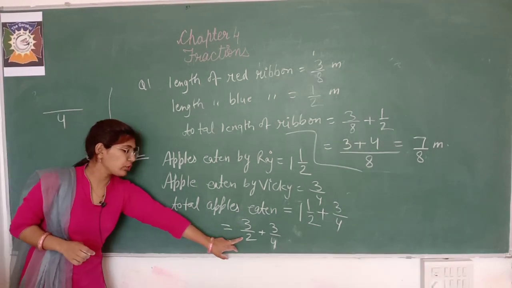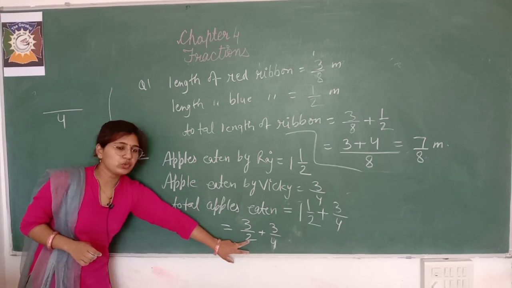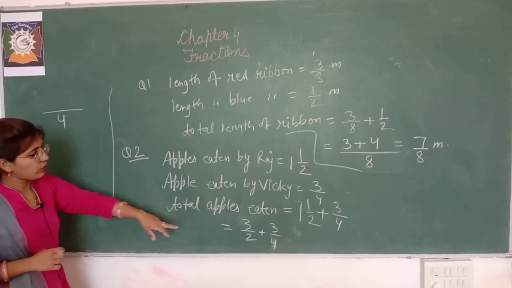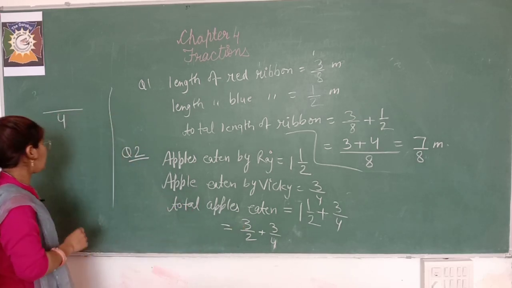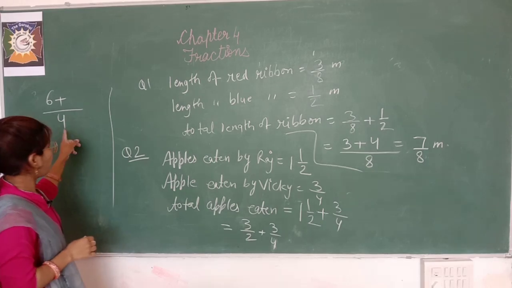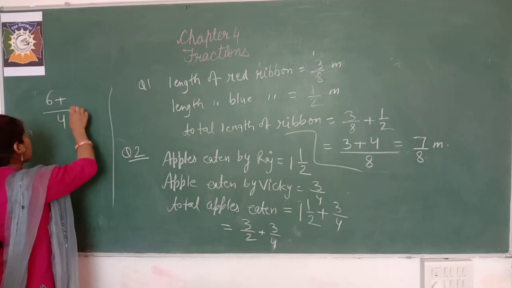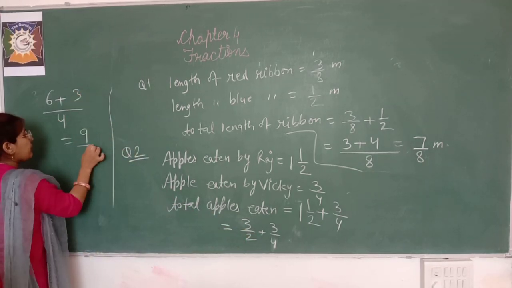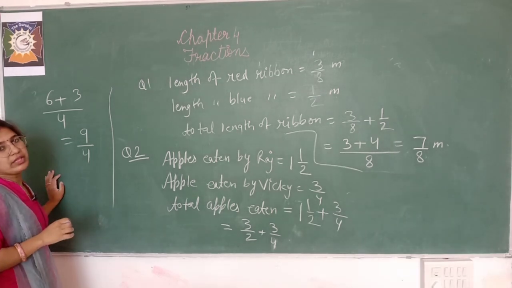Now see, 2 2s are 4, 2 3s are 6. First of all, you have to divide this 4 by this 2, 2 2s are 4, and that 2 you have to multiply with this 3. Okay children, we get 6 plus 4 1s are 4, 1 into 3 you get 3. So your answer is 9/4, but it is in the form of an improper fraction.